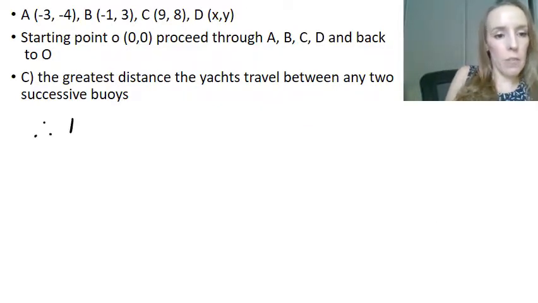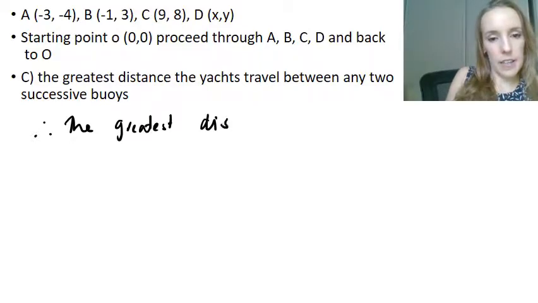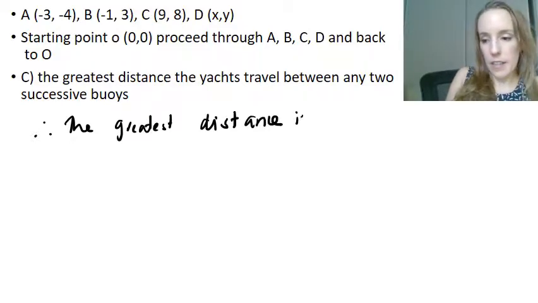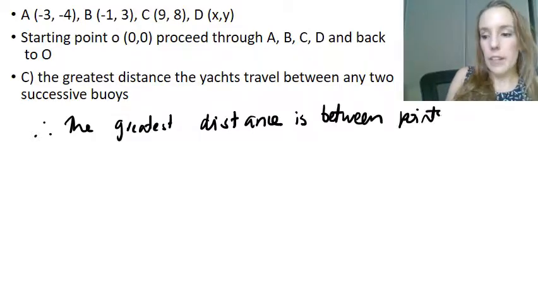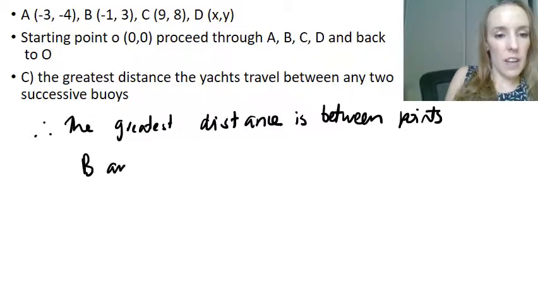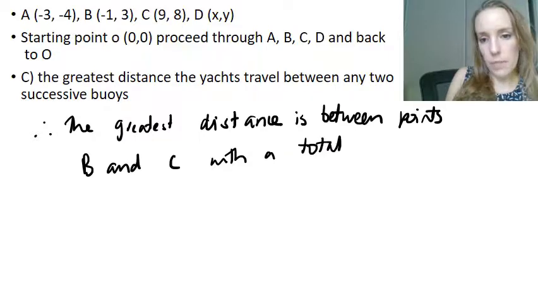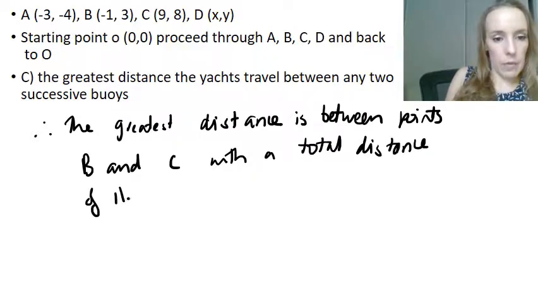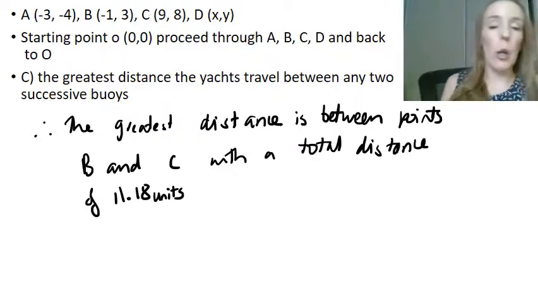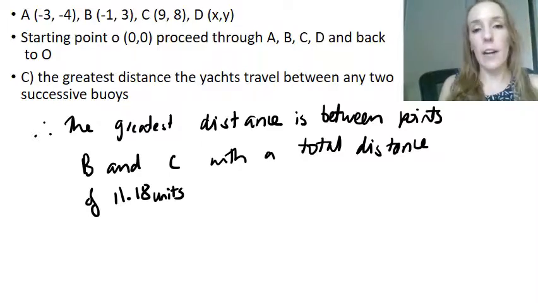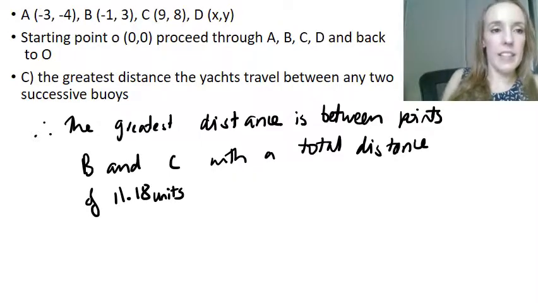So you'd write that in a word answer. So therefore the greatest distance is between points B and C with a total distance of 11.18 units, because we don't know if that's kilometers or meters or centimeters or, you know, hundreds of kilometers, whatever. So that would be our answer there for that one.